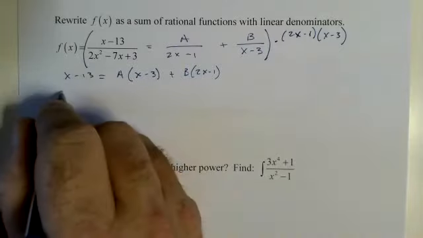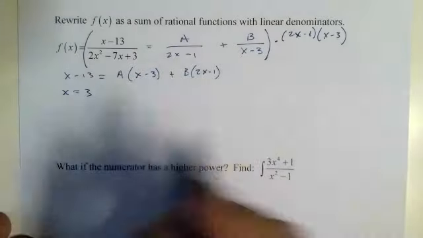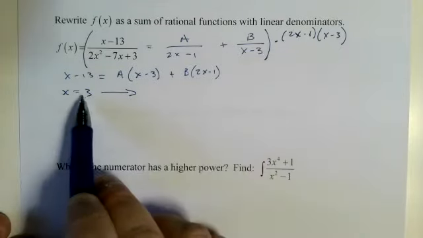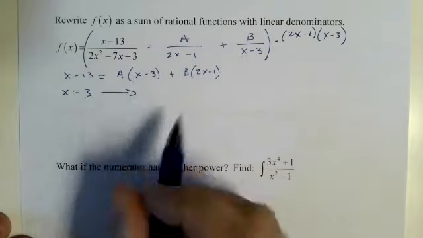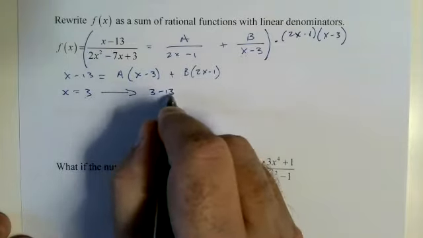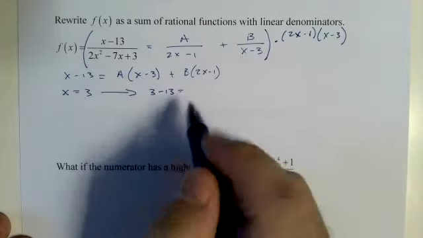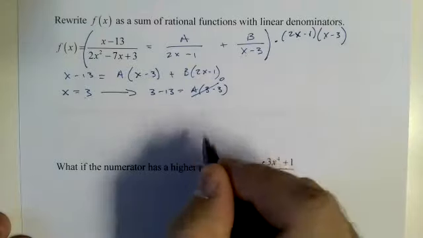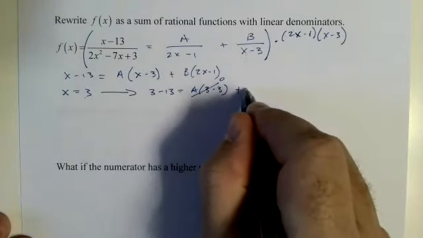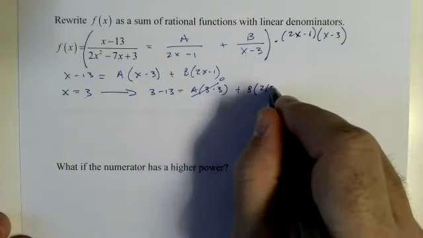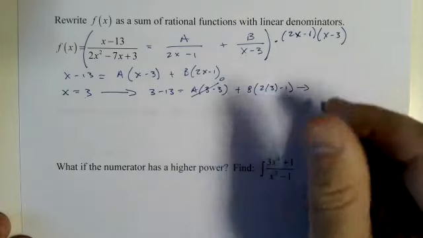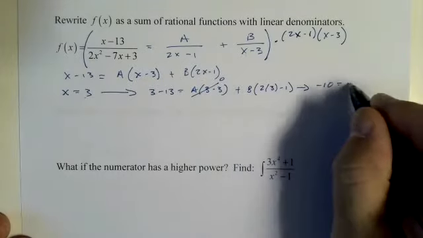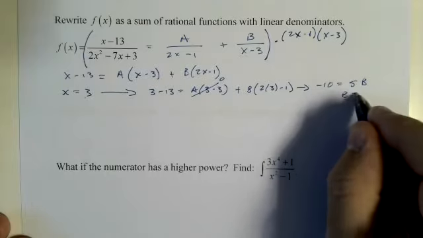Now we cheat. We're supposed to do a system of equations, but that's not going to happen. Technically I can't put 3 into this, because 3 minus 3 is 0. But when x equals 3, this cancels out. We get 3 minus 13, negative 10, equals a times 3 minus 3, which is 0, which we picked on purpose, plus b times 2 times 3 minus 1. Negative 10 equals 6 minus 1, 5b. So b equals negative 2.